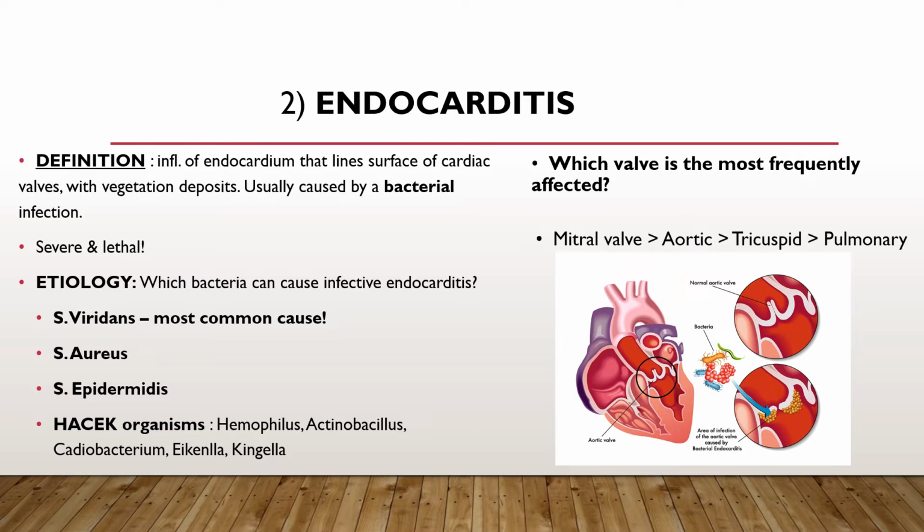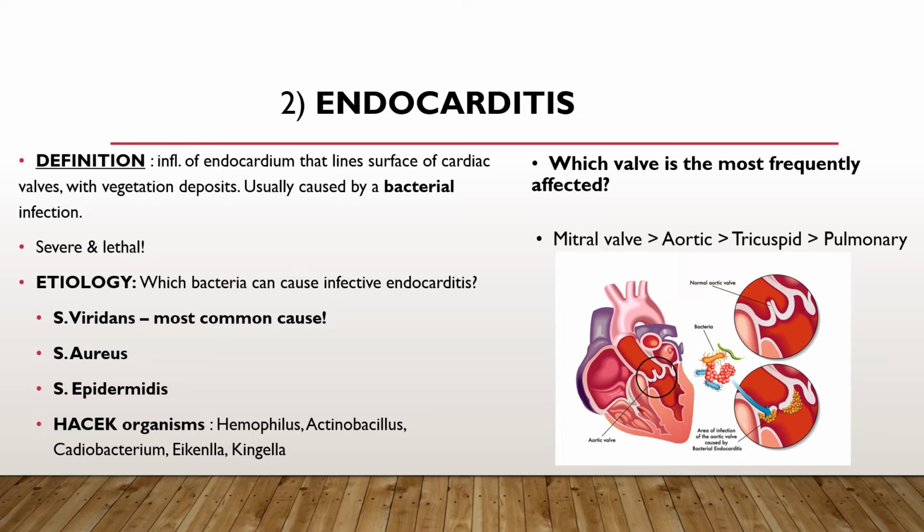Anyway, moving on to endocarditis. Infective endocarditis is basically when there's an inflammation of the endocardium. We know the endocardium is lining the inner surface of the cardiac valves. And when there's this inflammation due to a bacterial infection, we have deposits of vegetation. It's a very severe and lethal disease.